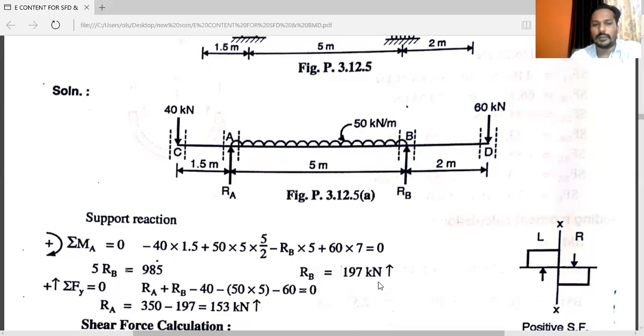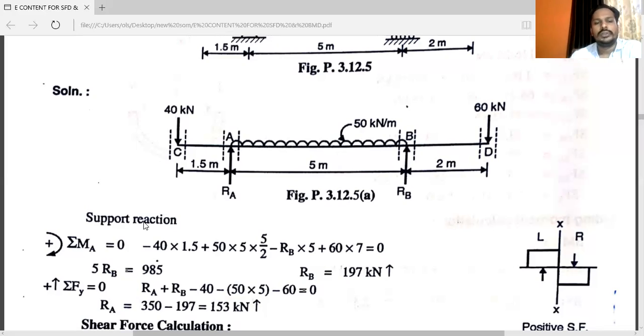The value of RB is 197 kilonewton. The value is positive, so it is upward. You can see the value of RB is positive.